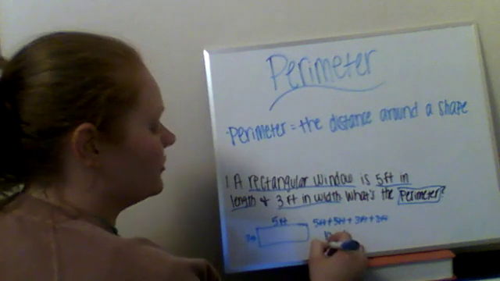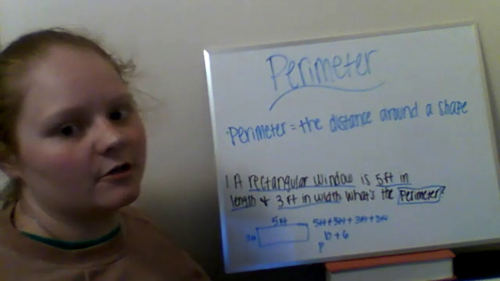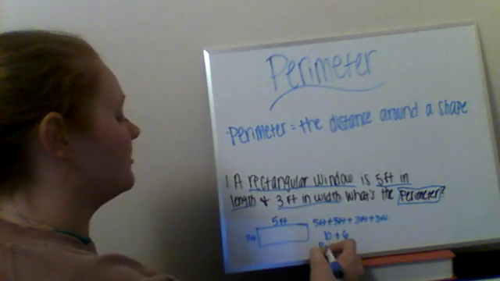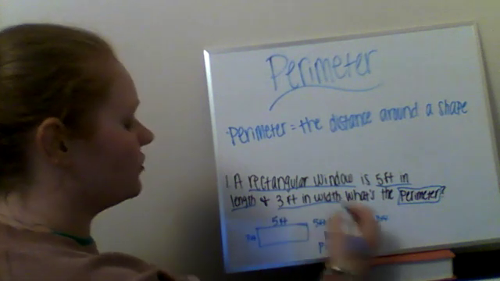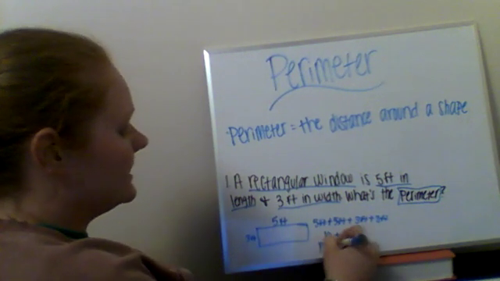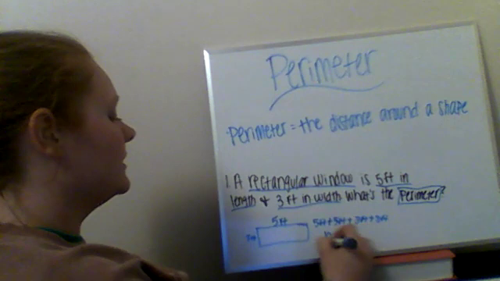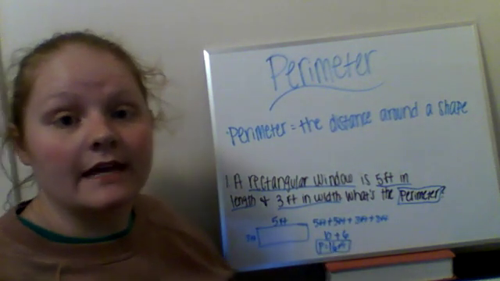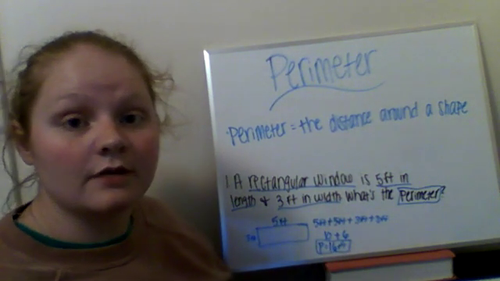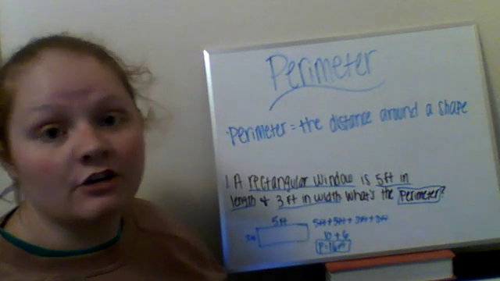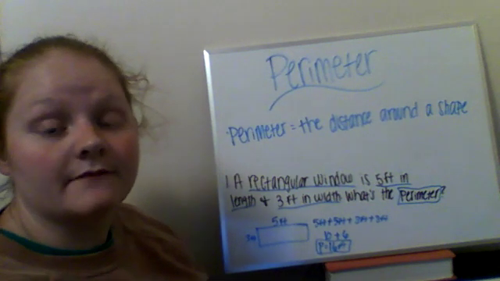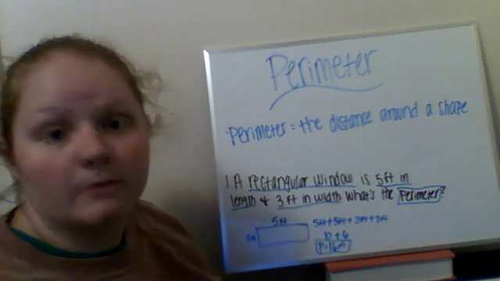So my perimeter, I'm going to abbreviate perimeter to save us time. I'm going to say perimeter is P. So the perimeter of my rectangular window is 16 feet. Notice I kept my unit. It's important for you to keep your unit of whatever unit is being used in your word problem, because if you don't have your unit, then your problem is wrong.